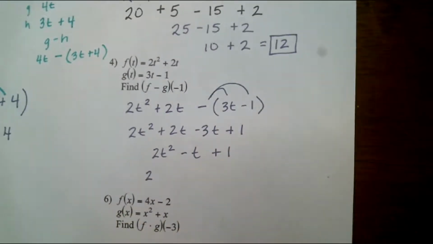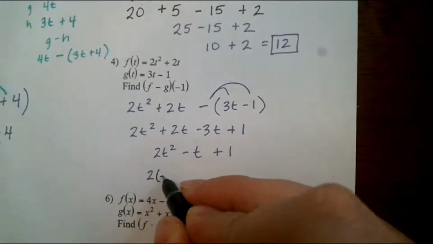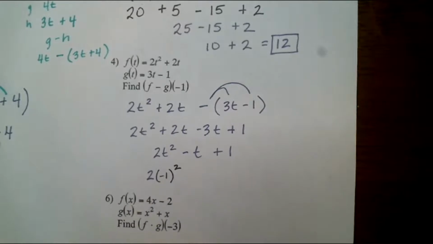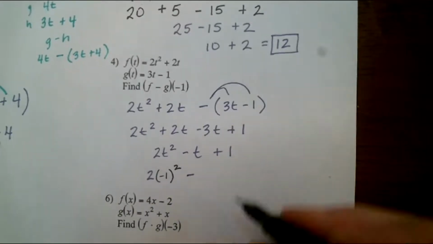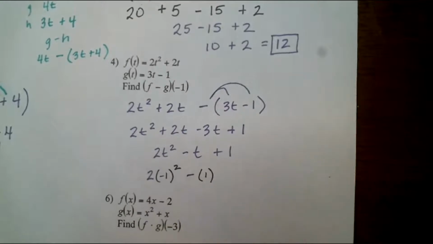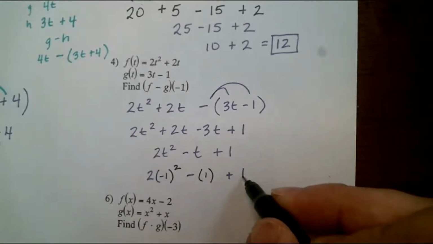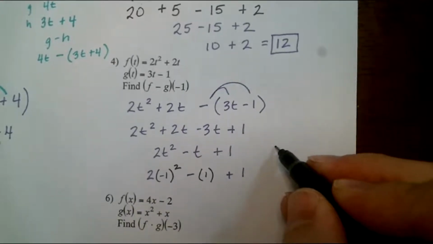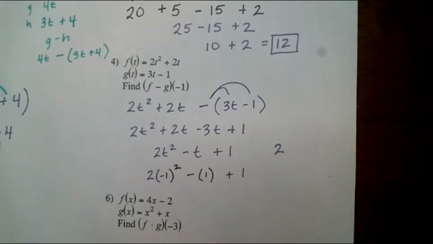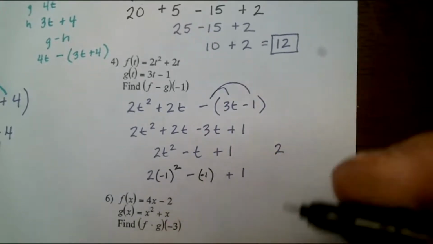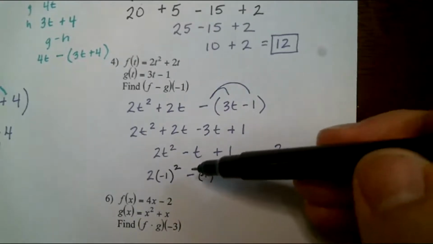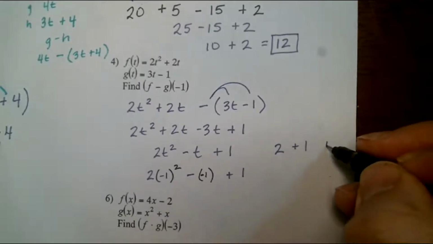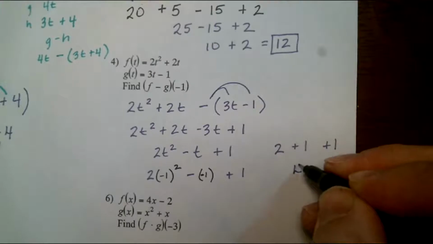So 2 times negative 1 squared, minus negative 1, plus 1. So negative 1 squared is just 1, times 2. And sorry, that's a negative 1 right there, isn't it? That's a negative 1. So then negative times negative 1 would be a positive 1. And then plus that one there. Our answer should be 4.